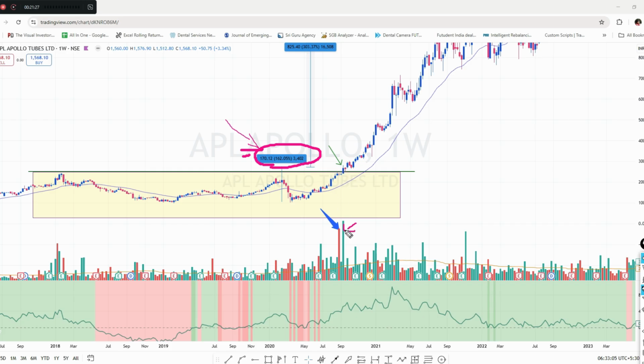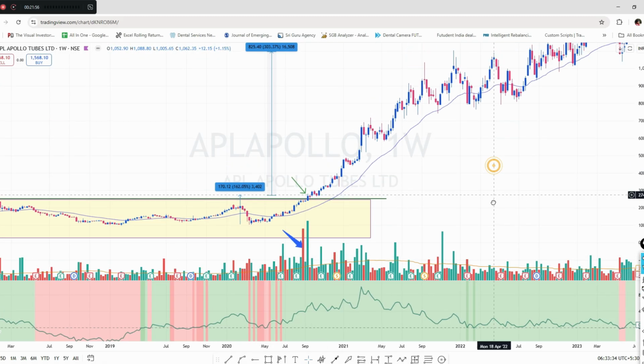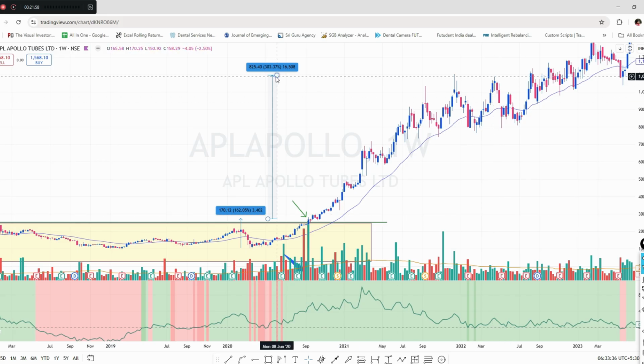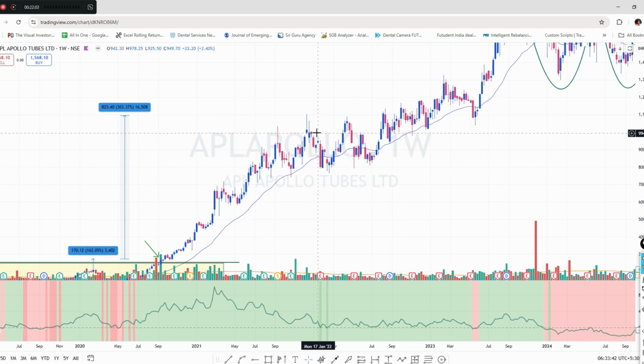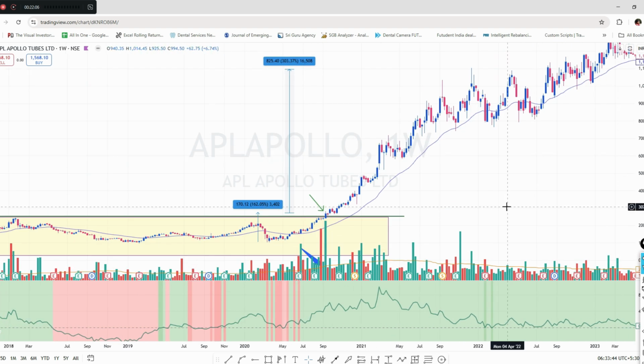You can see the extraordinary breakout here. You can see the up volumes here. Also you can see the RS line is already in the positive zone, and it has now broken into a new high. Once the stock breaks out, it starts to perform, and it gives around a 303% move before it breaks down here. It breaks down, forms a Stage 3, and then goes up again.